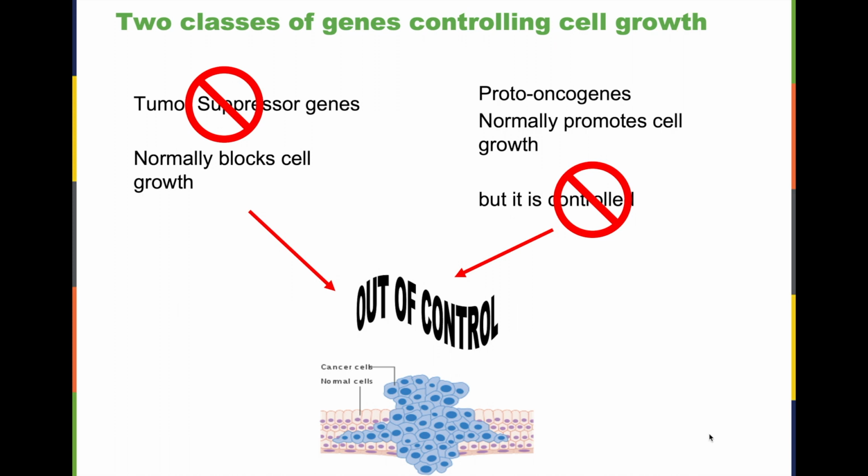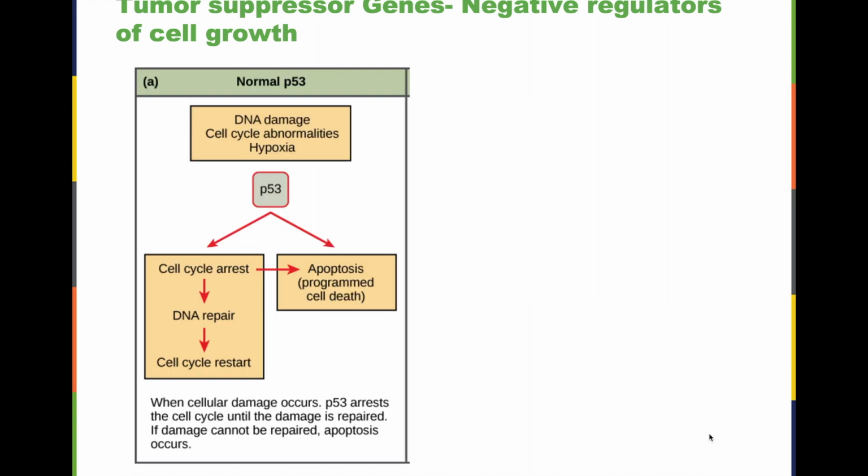Now let's take a look at a couple of examples of how these things can happen that can give rise to cancer. So let's take a look at a particular tumor suppressor gene, one that is called the guardian of the genome, because it plays a major role in making sure that if the cells have damaged DNA, they do not go through the cell cycle. It stops them.